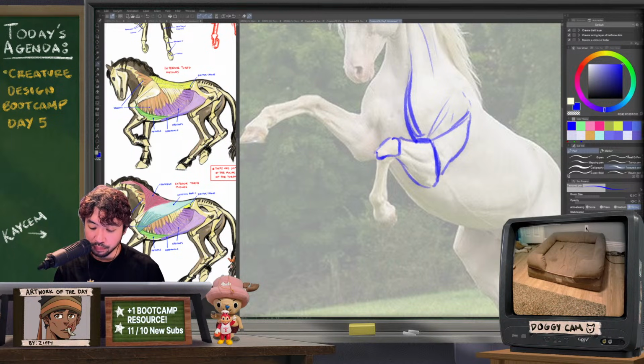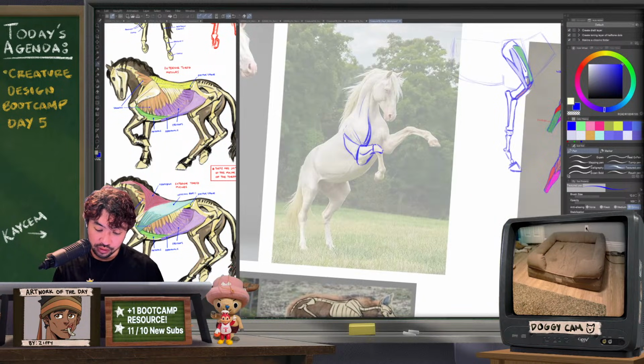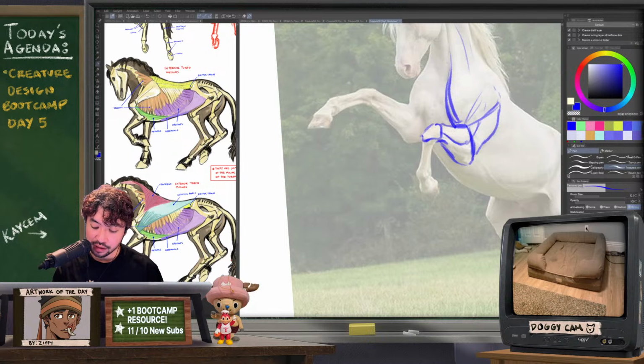Then look at that massive, massive muscle. We'll add a little extensor flex. Chill out, bro. Horses out here doing arm workouts like nothing. And then boom, boom, boom.